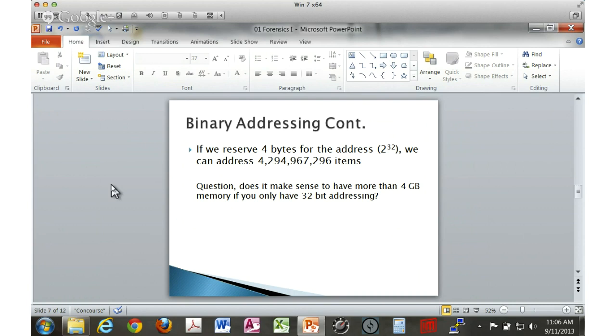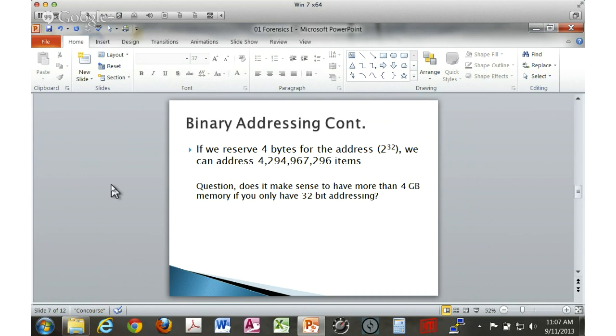If we have 4 bytes for the address space, okay, so very similar to what I was just talking about, houses on a street in the cul-de-sac, 4 bytes, 32 bits for the address space, we can address, what, 4 billion items. Does it make sense to have more than 4 gigabytes of memory if we only have 32-bit addressing? Someone tell me. No. Why?